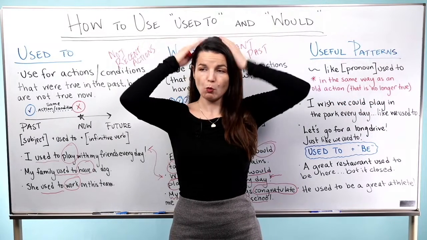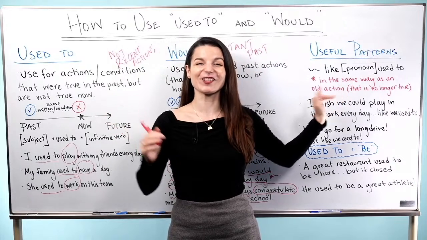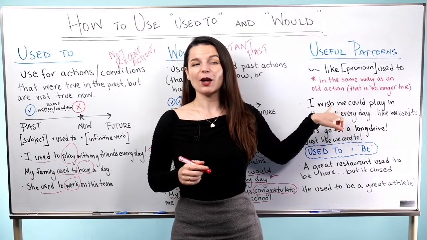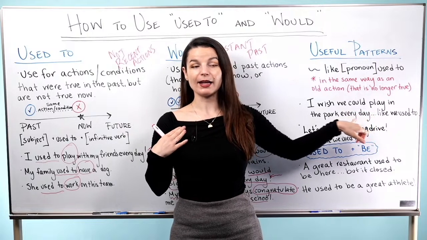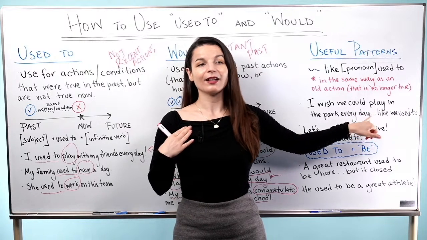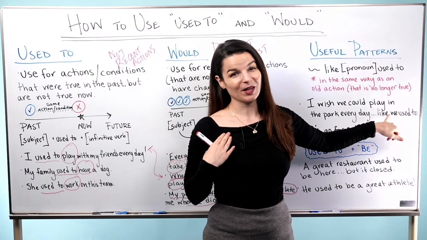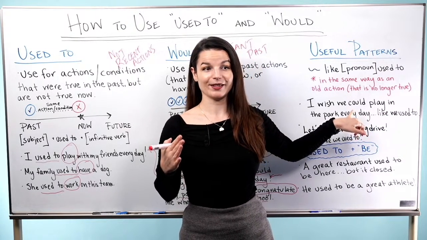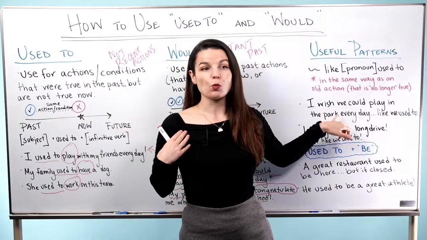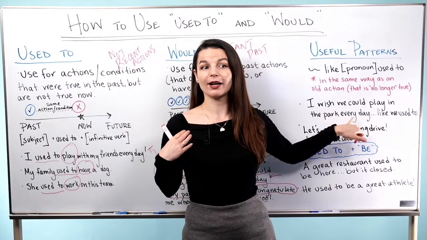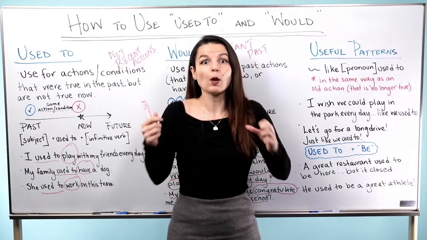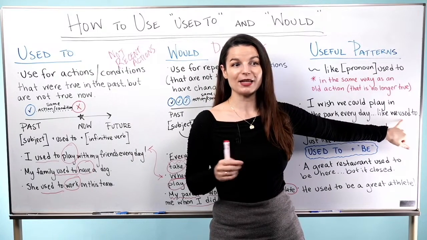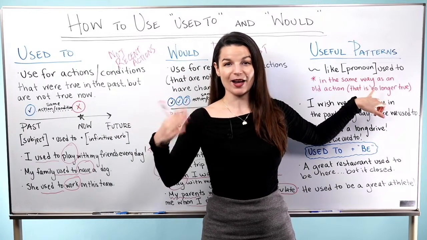So you might be like, what does that mean? Let's look at some example sentences and break them down quickly, okay? I wish we could play in the park every day like we used to. This is a common style sentence for this. I wish, right? I wish we could play in the park every day. So this means the speaker wants to play in the park every day. Like we used to. This part means in the same way we used to.